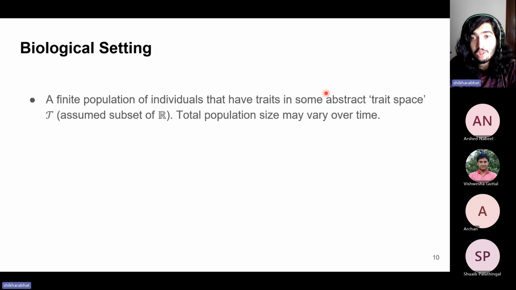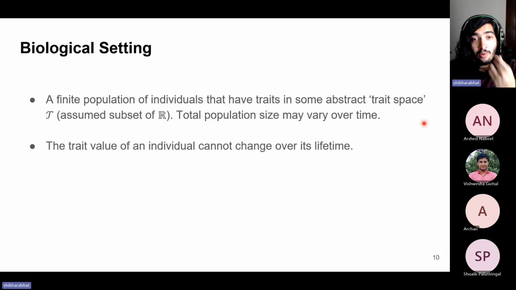I will allow the total population size to fluctuate over time, stochastically, naturally. I am not going to put any constraints on the total population size. That is, my model is not like a Wright-Fisher or Moran model, where the total population size is strictly constant. I will, however, assume that the trait value of an individual cannot change over its lifetime. So, for example, I'm not allowing phenotypic plasticity.